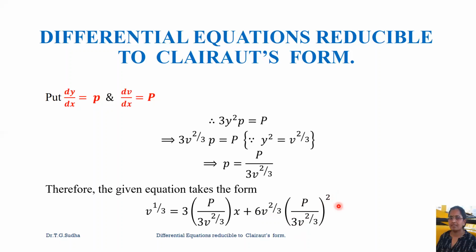Let us simplify this. In the first term, you can cancel out 3 and 3. In the second term, one v to the power of 2 by 3 will get cancelled, but here you have to remember that it is whole square. So 6 by 3 square, that is 6 by 9, gives us 2 by 3. And one v to the power of 2 by 3 gets cancelled and one v to the power of 2 by 3 remains in the denominator. And in the numerator, we get capital P square.